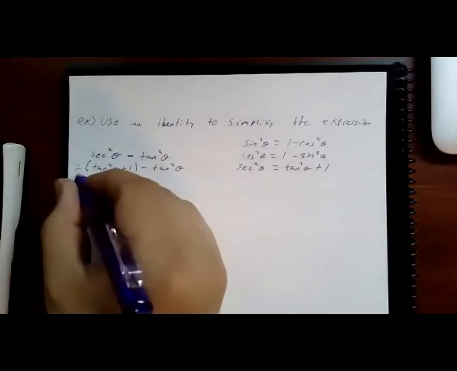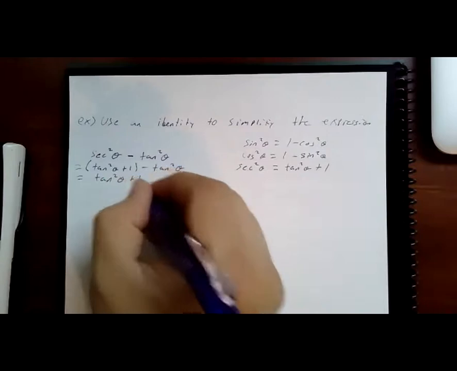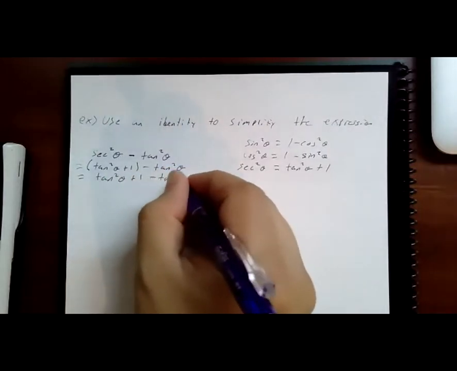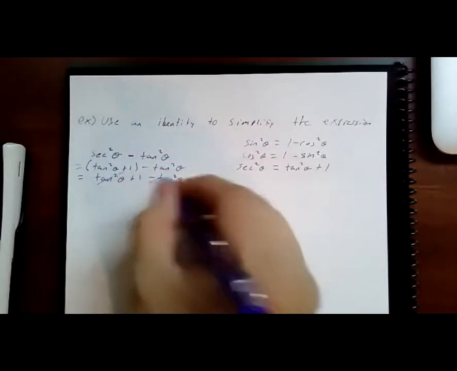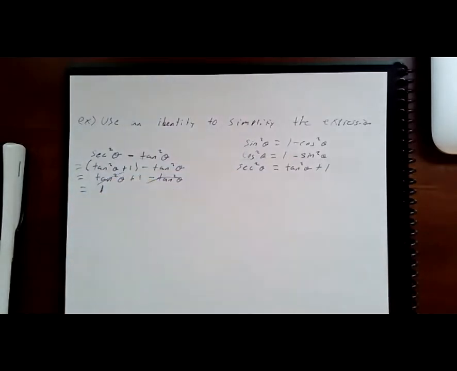So then you notice how the tangents will cancel, right? They're the same thing. These guys are gone, leaving me with the number 1. So secant squared minus tangent squared is equal to 1, which is probably another formula. So you have questions like this where they just want you to simplify it.